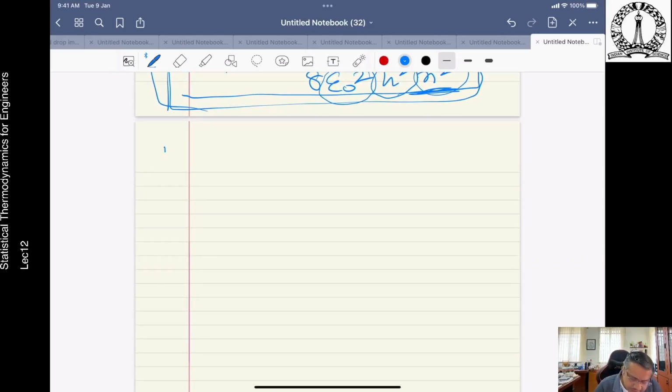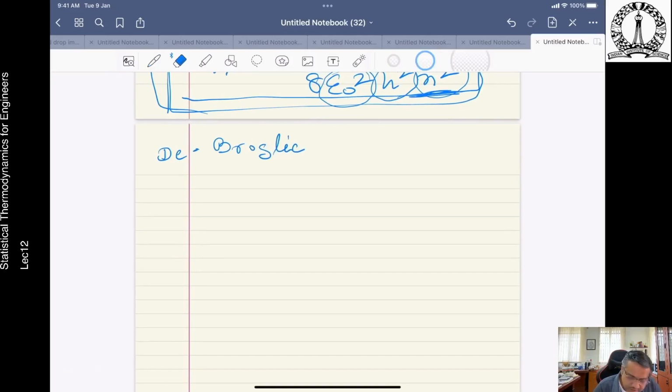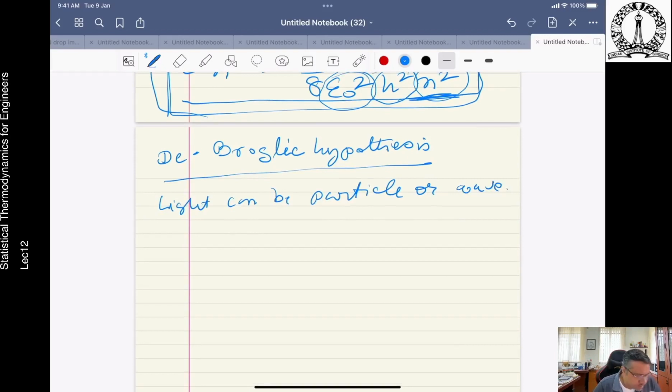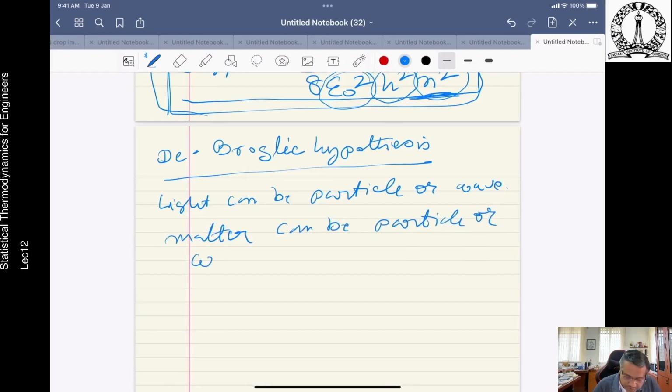Now let us quickly take a small detour and talk about the de Broglie hypothesis. So what did de Broglie actually do? As we saw, light can be both a particle or a wave. So matter can be particle or wave too. That means the electron can also behave like a wave.